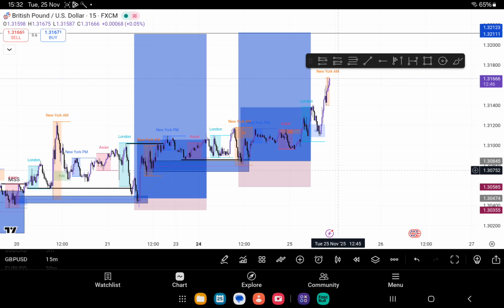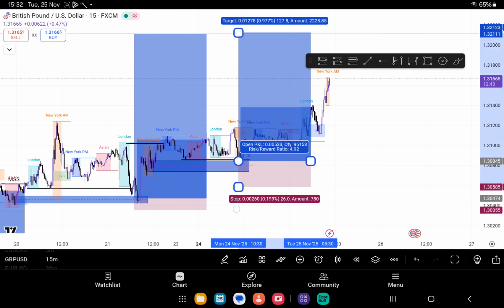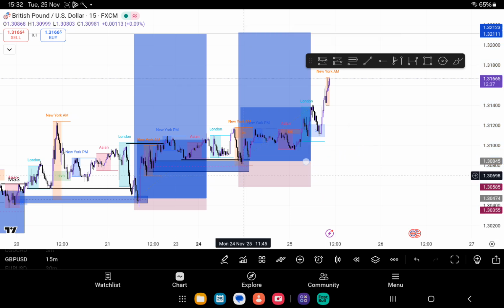Stop loss, just be net. You understand? Let me just leave it like this. Stop loss, just be net, just below your order block. That is higher. And you can still get another one again.